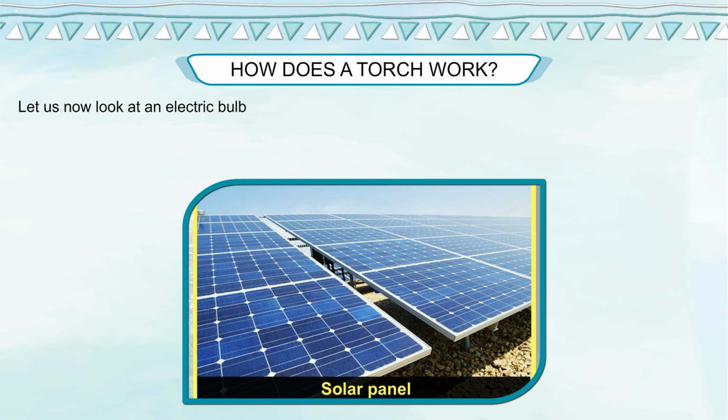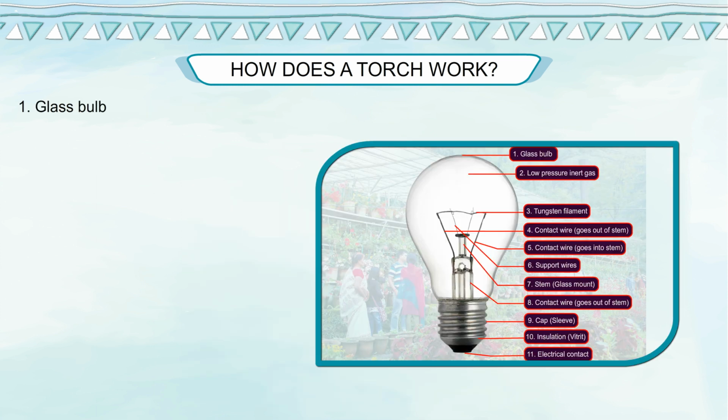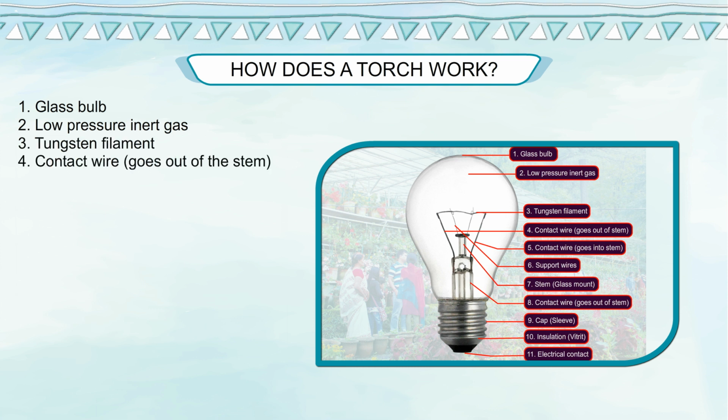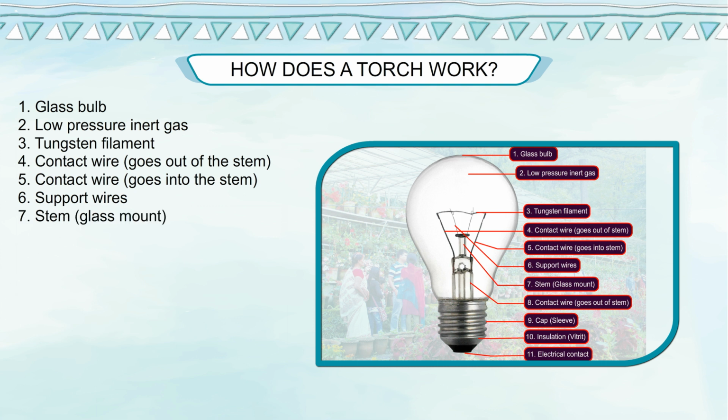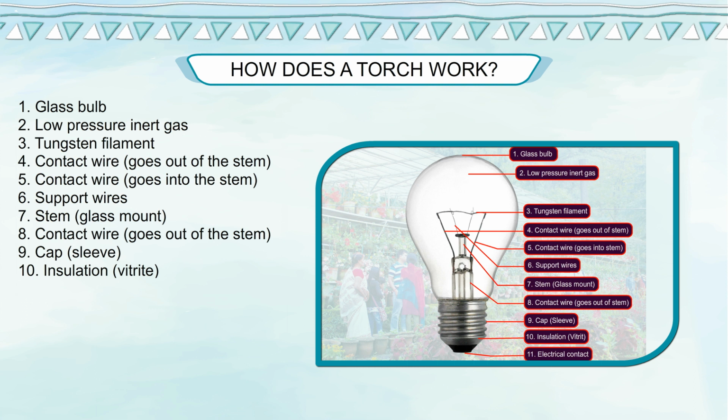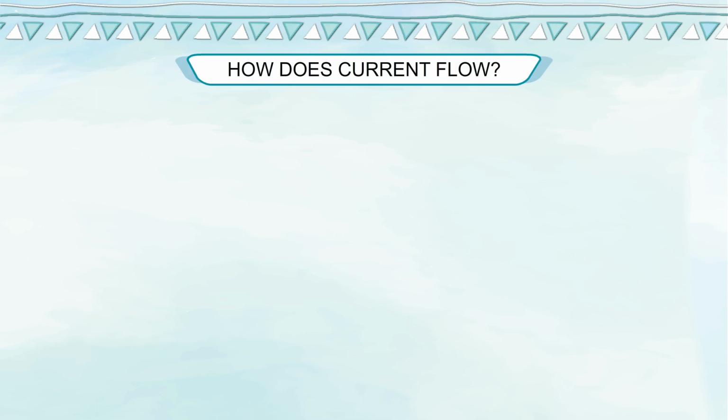Let us now look at an electric bulb. 1. Glass bulb. 2. Low pressure inert gas. 3. Tungsten filament. 4. Contact wire goes out of the stem. 5. Contact wire goes into the stem. 6. Support wires. 7. Stem, glass mount. 8. Contact wire goes out of the stem. 9. Cap, sleeve. 10. Insulation. Vitrite. 11. Electrical contact.